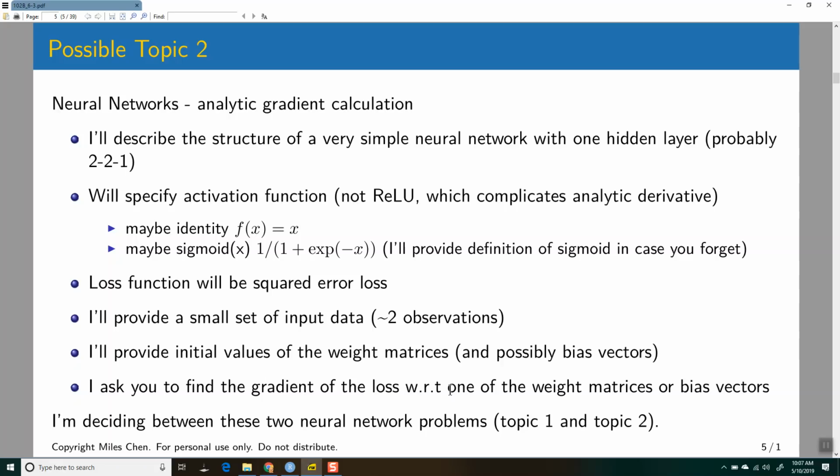And then, I'm debating between these two neural network type problems. I think if I include both of them, it's too much work. So one or the other, be ready for either one. Is that okay?